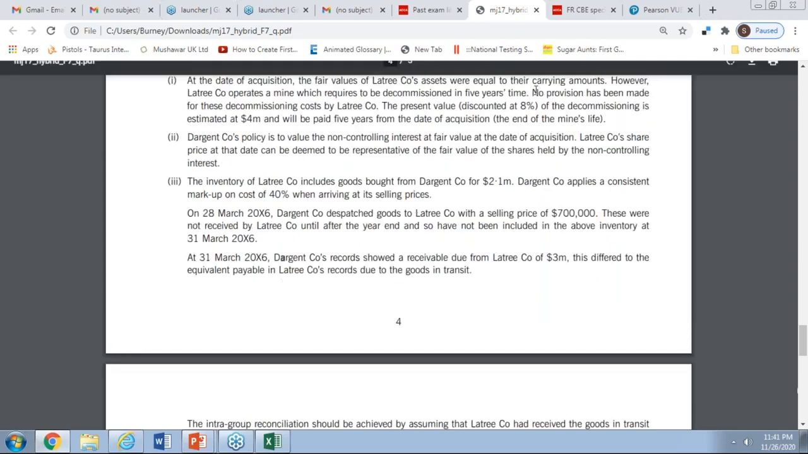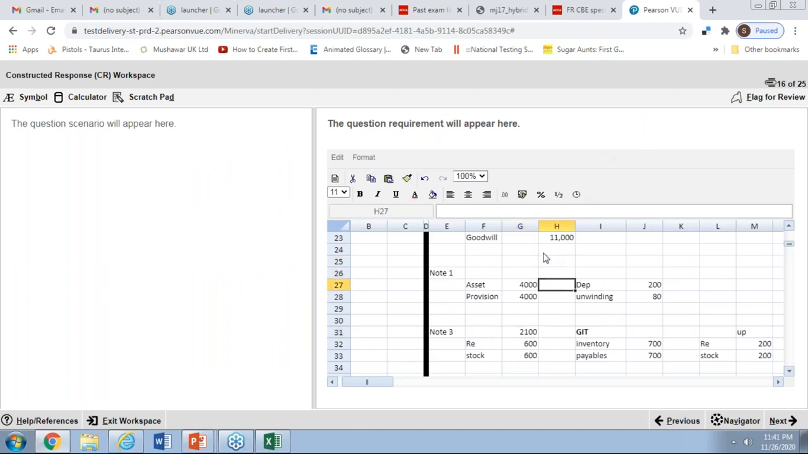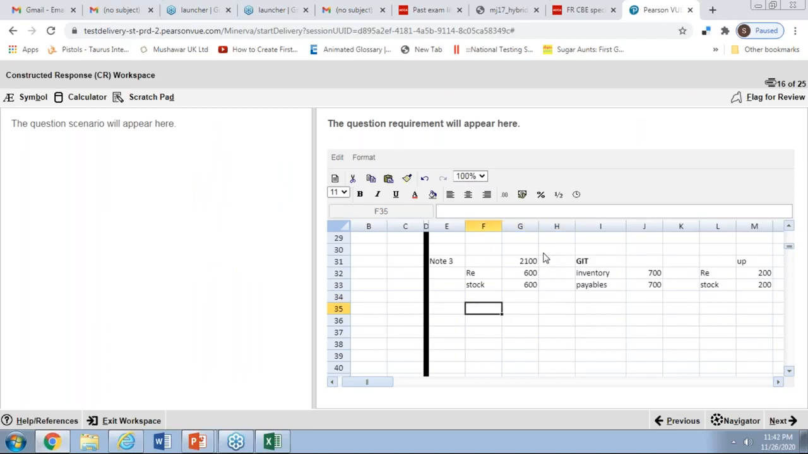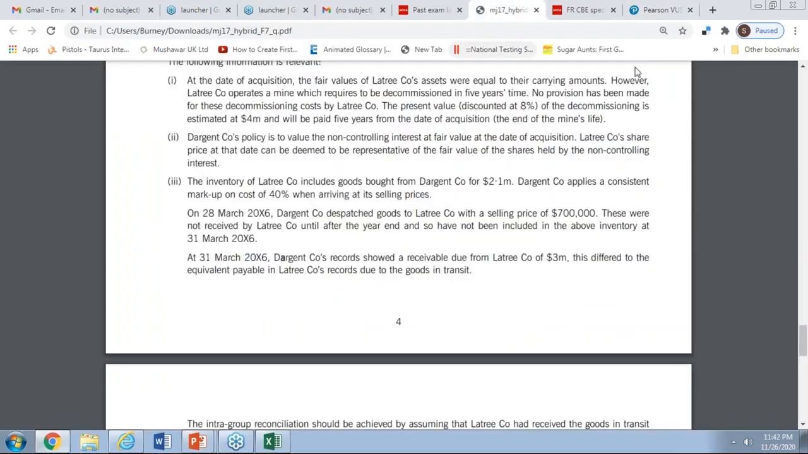So what does it mean? In the books of the Dargin, this is not required for the examination, but I'm just making it for you guys to understand the trick. The Dargin receivable will be 3,000 and Lettering payables will also have a value of 3,000. So we just cancel out these two transactions. From the receivables, we have to cancel out 3,000, and from the payable side, we have to cancel out 3,000 amount. And it's not compulsory to make these entries. The most important thing is the answer with proper working.